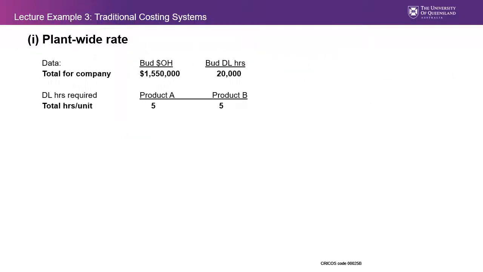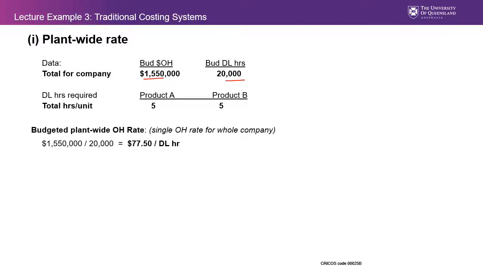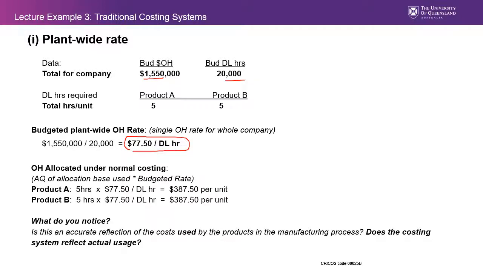So using a plant-wide rate, what we would do is take the total budgeted overhead divided by the budgeted direct labour hours, and using that rate, so the 1.55 million divided by the 20,000, the $77.50 per hour, we'd allocate to each of the products. So for product A, it used 5 hours in total, product B 5 hours in total, so they're both allocated the same amount of overhead. So that's using a traditional plant-wide rate. Now, is that an accurate reflection of the costs used by the products in the manufacturing process? Does it reflect actual usage?